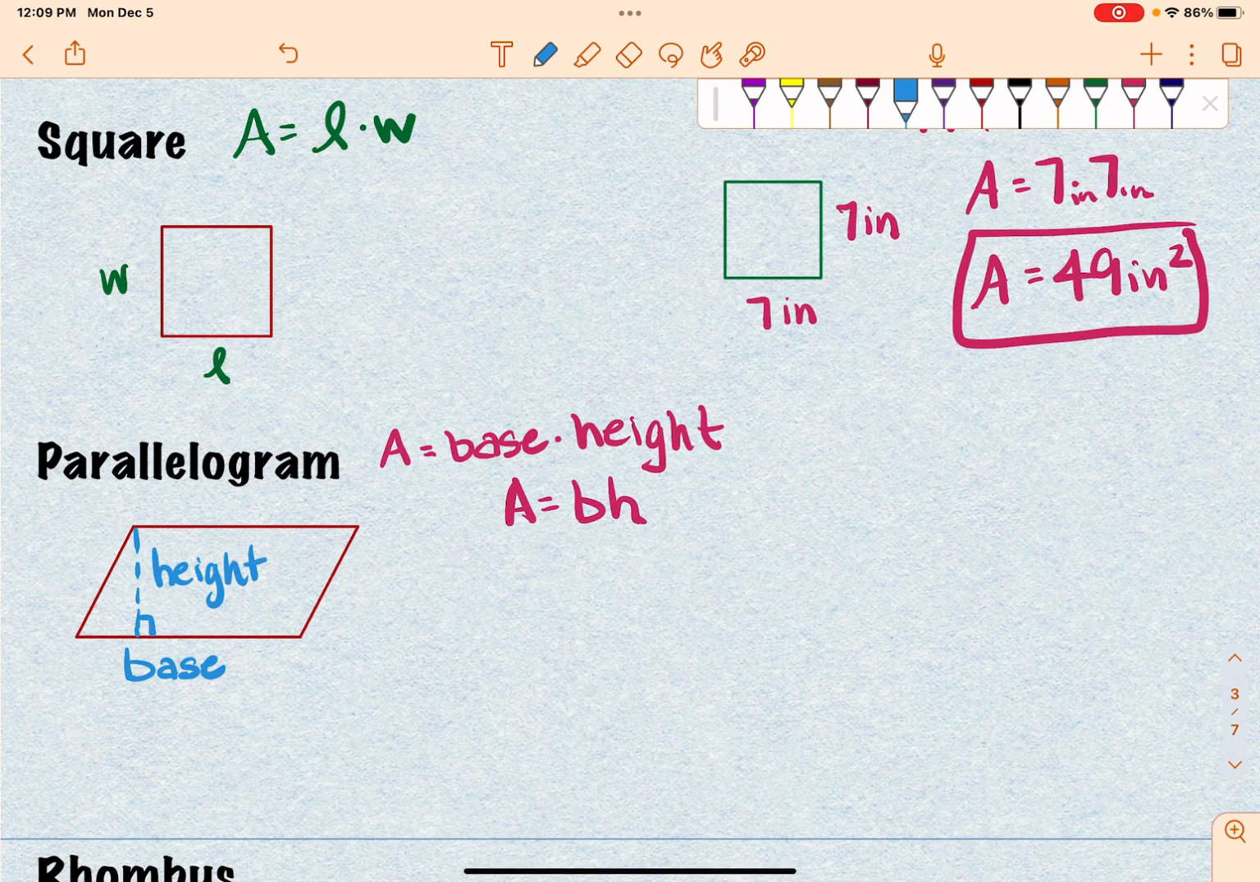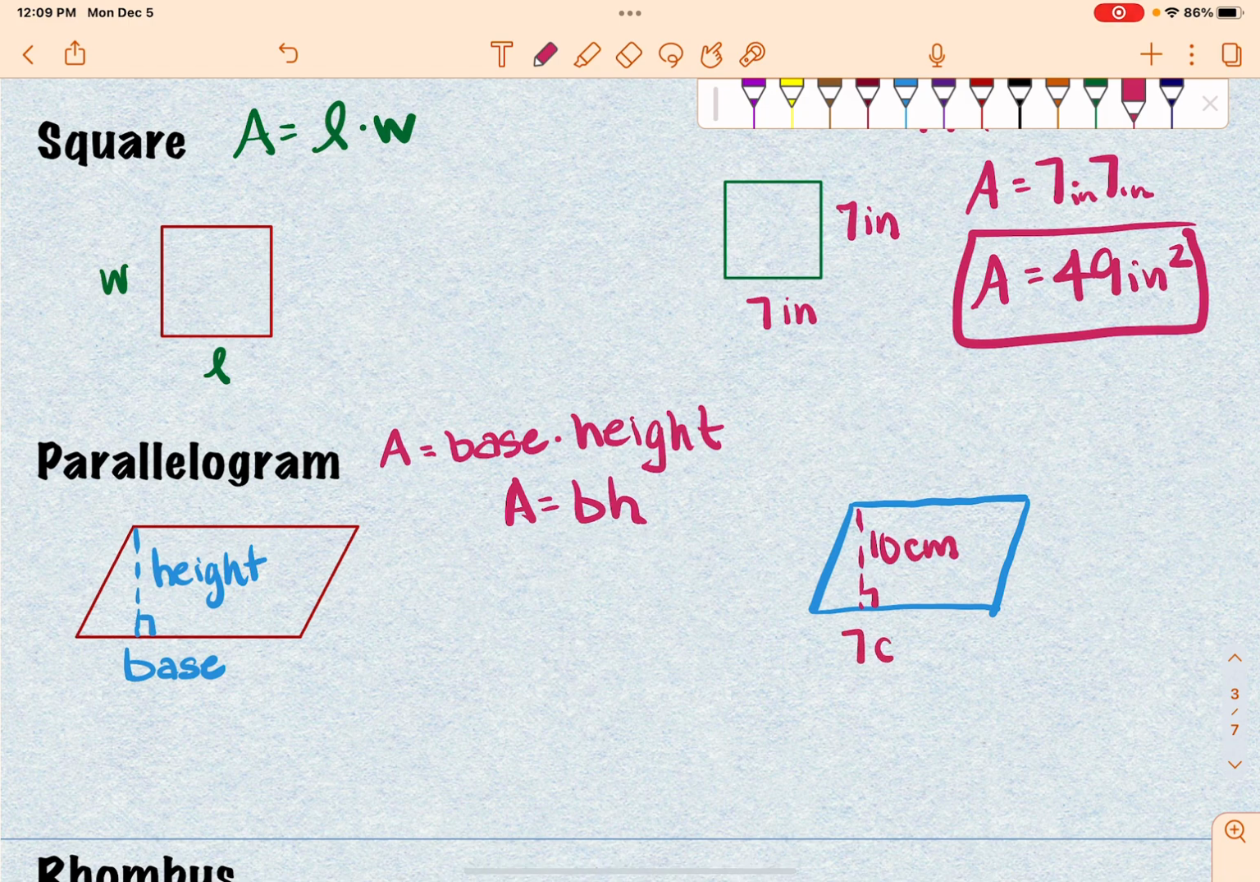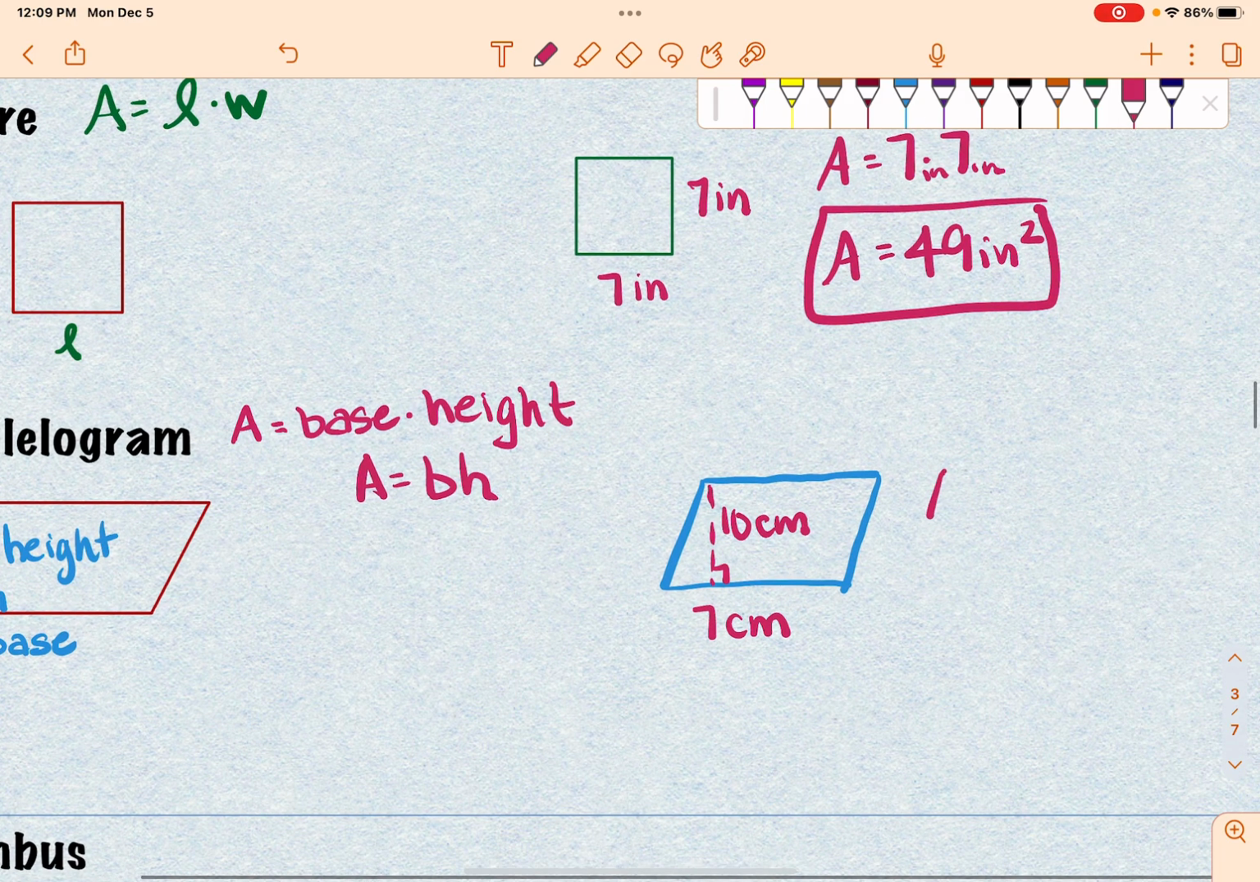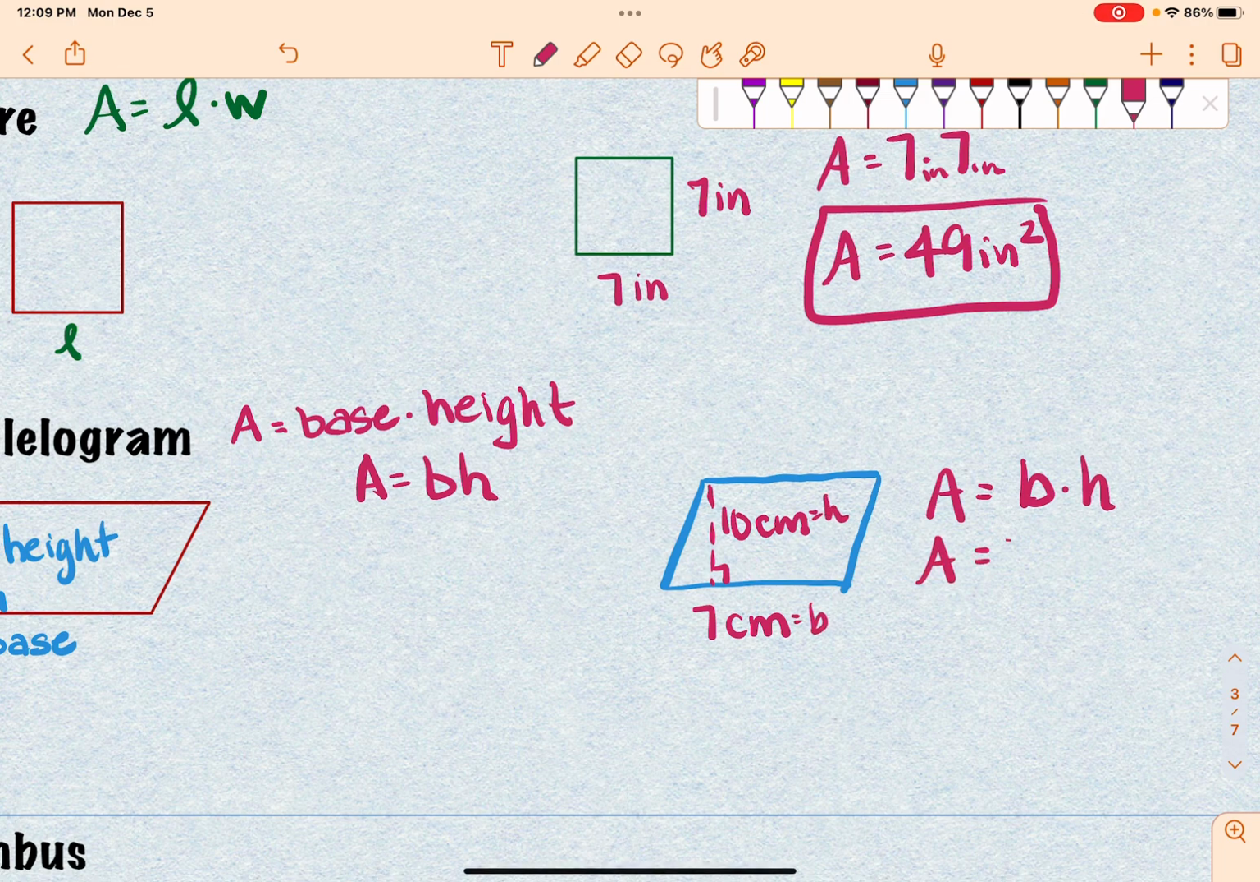So if I have a parallelogram, let me draw one over here kind of quickly. So in this one I'll do a height of 10 centimeters and a base of 7 centimeters. So to do my area, I would do base times height. So this is my base and this is my height. So my base is 7, height is 10. So 10 times 7 is 70. And if these are both centimeters, then it's going to be centimeters squared.